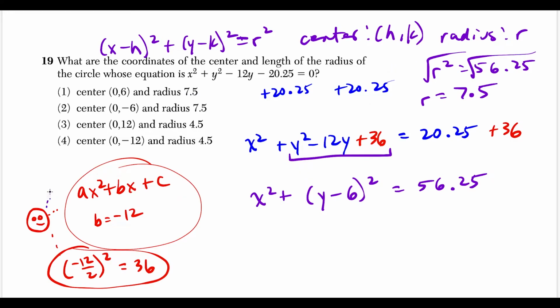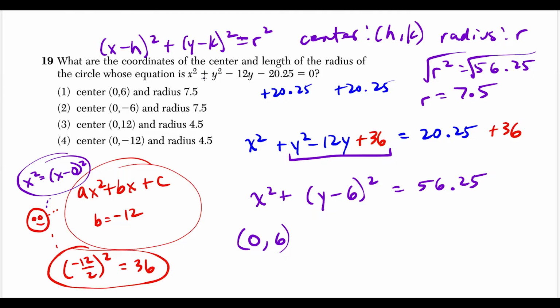Now, one thing to be mindful of, if it's not obvious, is that x squared, I can write it as x minus 0 squared, but I don't need to. And that just helps me identify our center, that technically I have x minus 0 squared, so h is equal to 0, k is equal to 6.